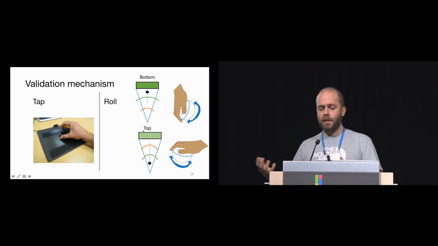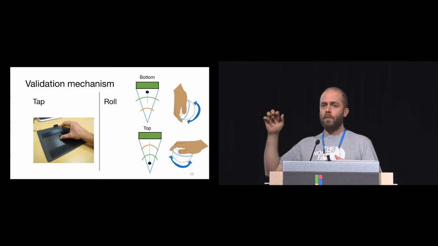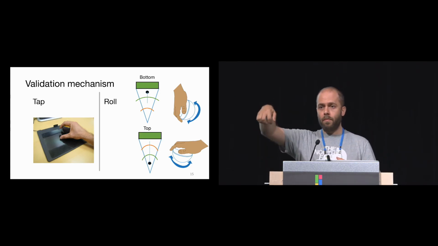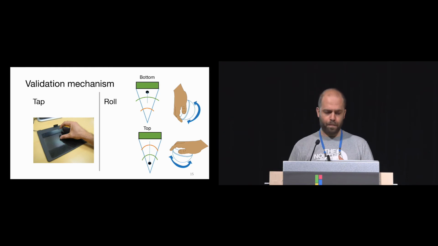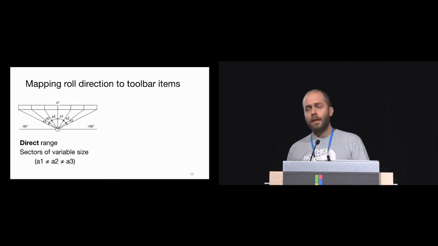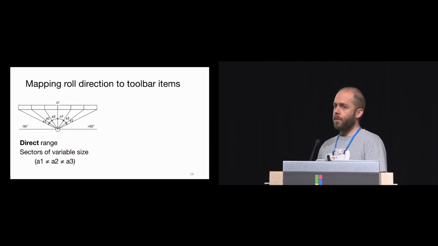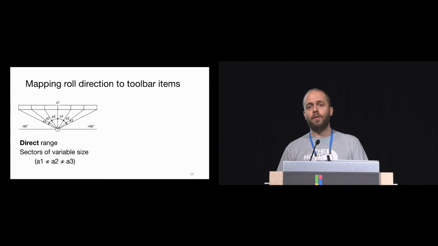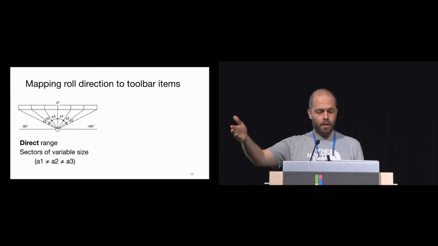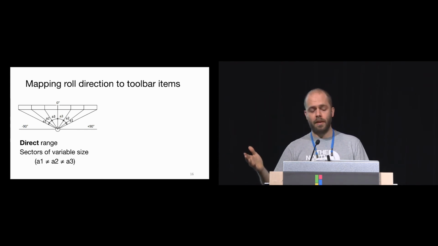Yeah, to go backward. In this case, the overall gesture to select a menu will be to do a roll forward to activate the menu, or roll backward to select the menu. Then the last question was how to map this roll direction to the toolbar items. And obviously, what I showed before, the idea is that we do a direct mapping. So you roll in the direction, and the direction is going to correspond to the item that is selected. This is what we call the direct range.